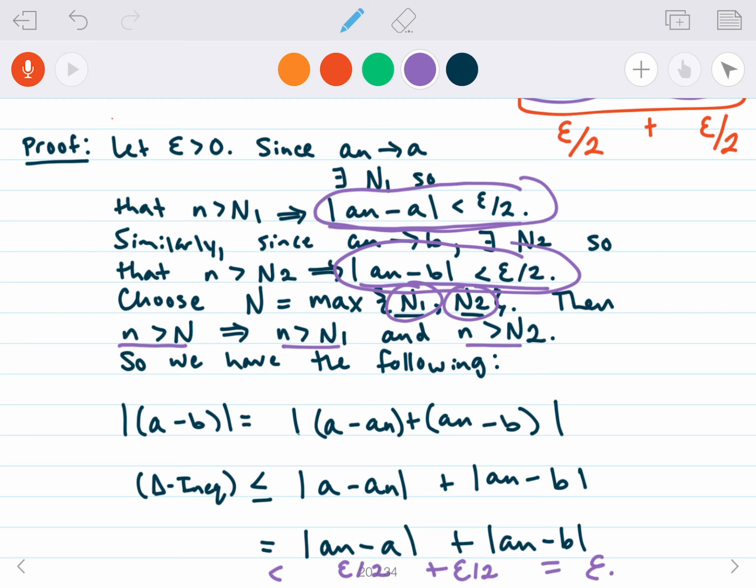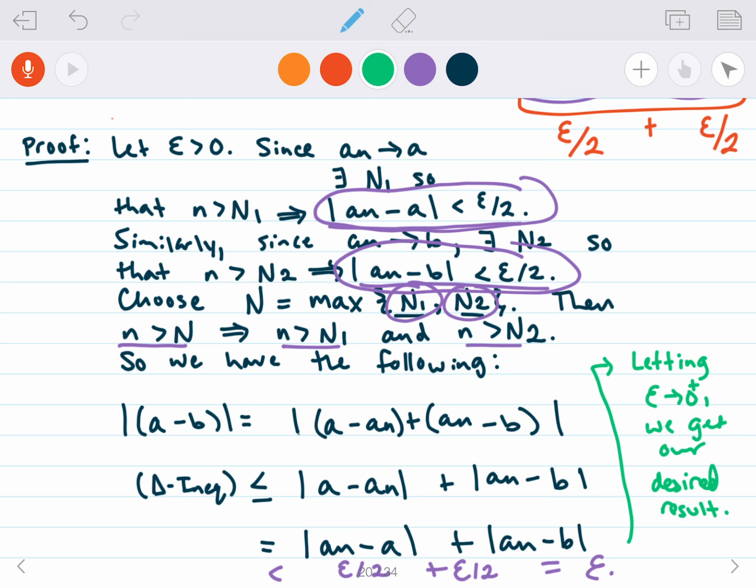Okay, and I'm running out of room, so I'm going to write the rest up here. Remember, epsilon was arbitrary, so we can let epsilon go to 0 from the right. We get our desired result. We get that the absolute value of a minus b is equal to 0, and hence a equals b, and so the limit is unique.